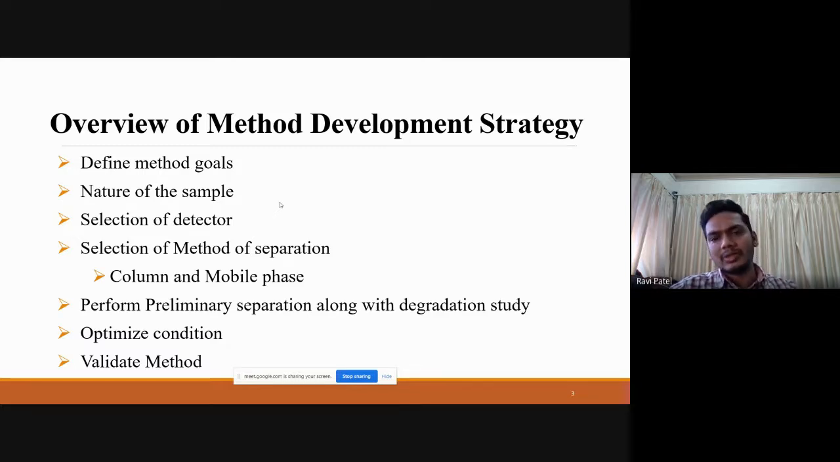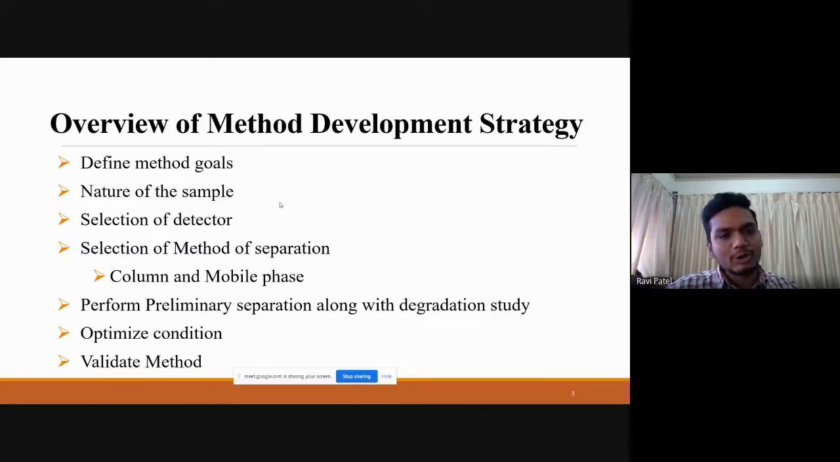In our title we generally write something like stability indicating RP-HPLC method. So in that case we have to perform the forced degradation study and prove that my peak is separated from all these degradation peaks, and that my peak is pure. Only then are we able to write the stability indicating nature of our method.